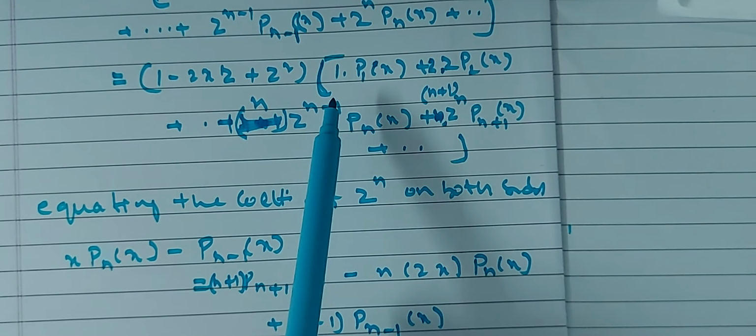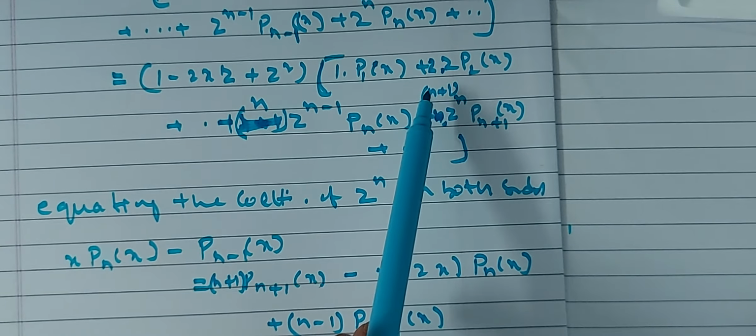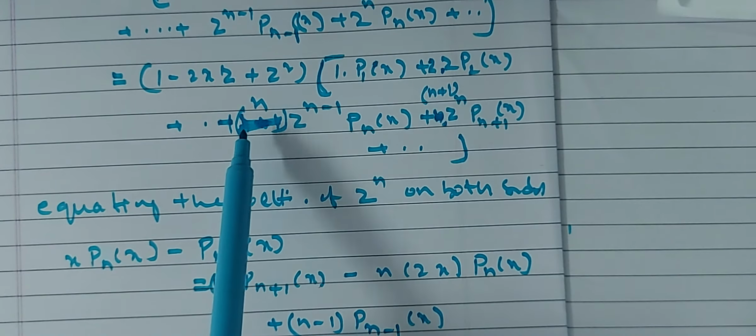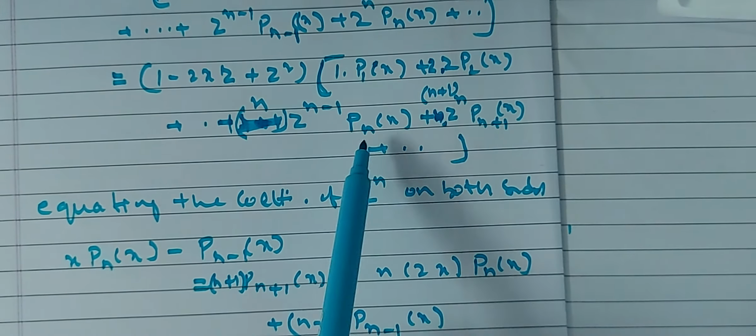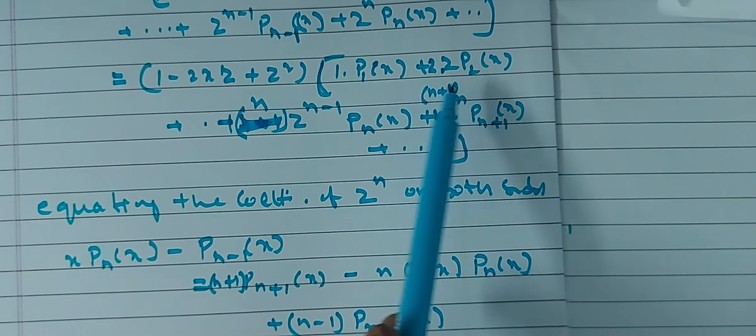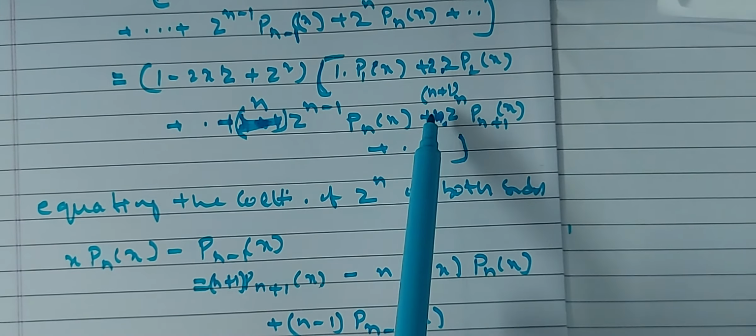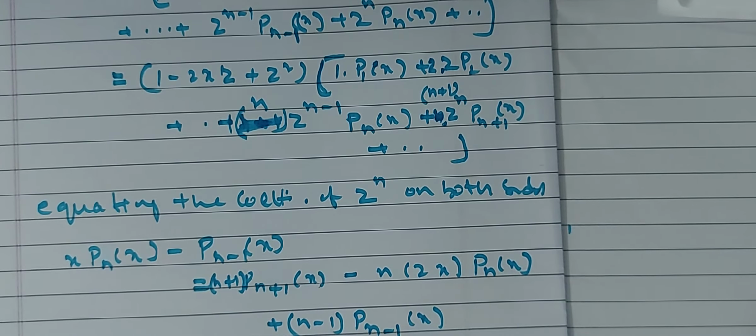N term is also there. n equals 1 is this, n equals 2 is this, and so on. n is this, the n plus 1th term is this. The suffixes are n, 2, 2, so that the coefficient of the n plus 1 term is n plus 1. So the same we are writing here.